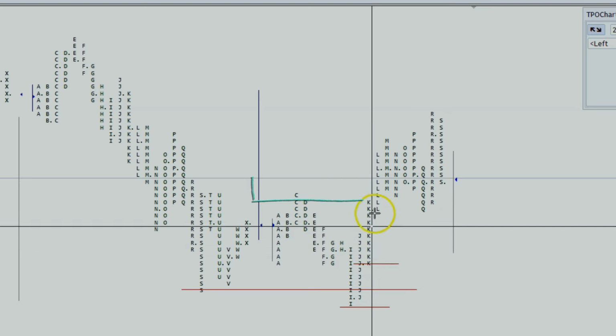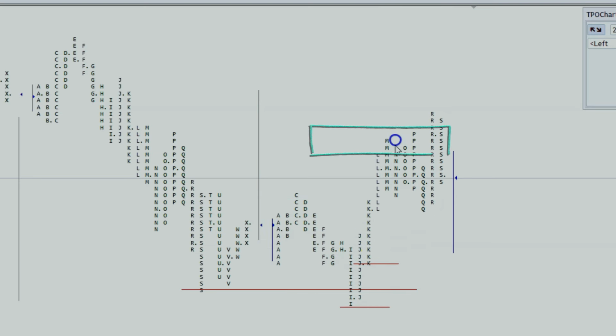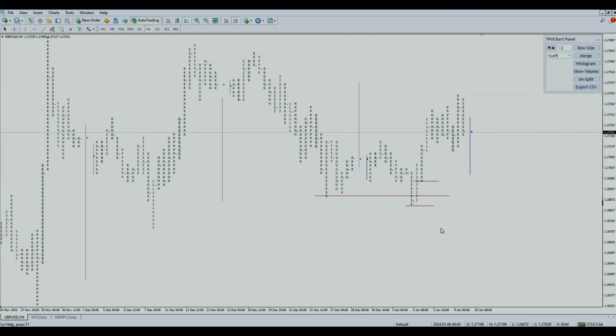So you can see we started long, and if we measure from our entry to M period, that was a 36 tick move on cable. So do the maths, times 10, times 100. That's anywhere from $10 per lot position to $100 per lot position. That's anywhere from $360 to $3,600 in the space of 1, 2, 3 hours. It depends on how much money you're playing with.